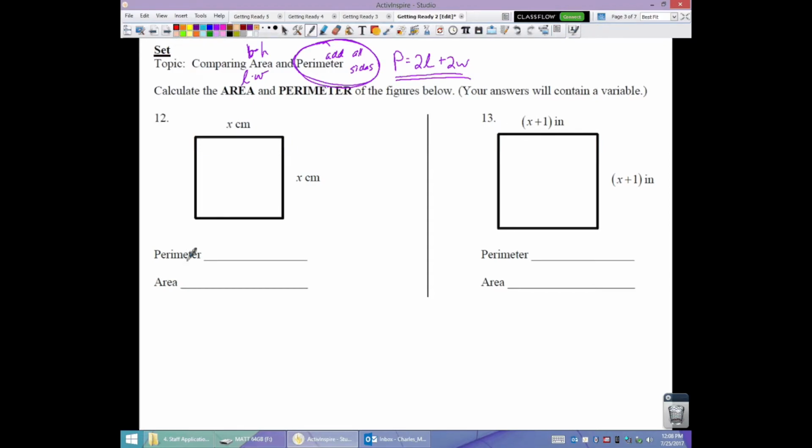So the perimeter in number 12, since we know they are at least a rectangle, the opposite sides are all congruent. So all 4 of the sides here are x. If I add all 4 of those together, I get 4x. For the area, I need to multiply x times x, so that area is x squared.